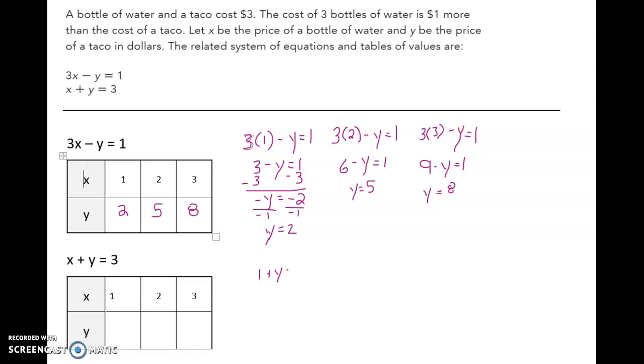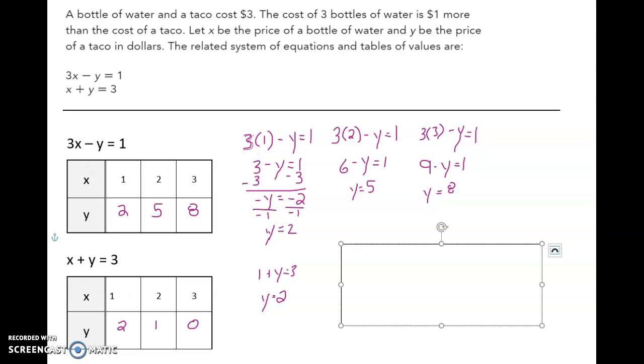We'll do the same with the second one. We'll put in 1 for X. 1 plus Y equals 3. Y obviously has to equal 2. We can see we've already found our point in common. I'll fill out the rest anyway, since it's such an easy table to complete. 2 plus 1 equals 3. 3 plus 0 equals 3.